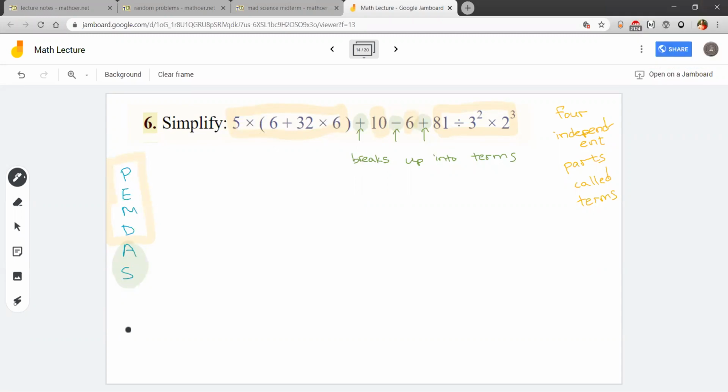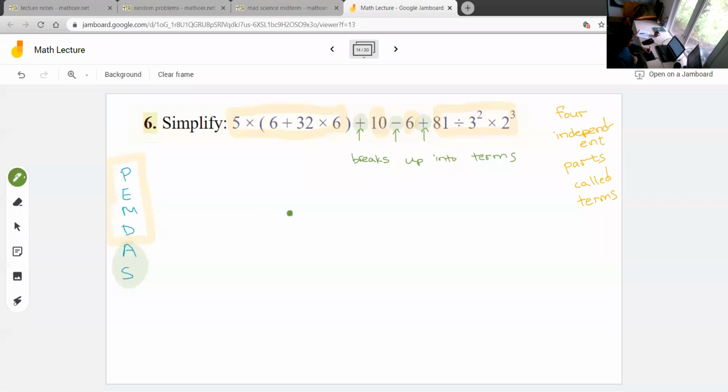Would another way to say that be that you can work them out independently? Yes. Okay, then I understand. So what we're doing then is saying that these are all independent. I could, if I wanted, start with the 81 divided by 9 times 2 times 2 times 2 is 8. So 81 divided by 9 is 9. 9 times 8 is 72. I can do this part first because that's all just PEMD.